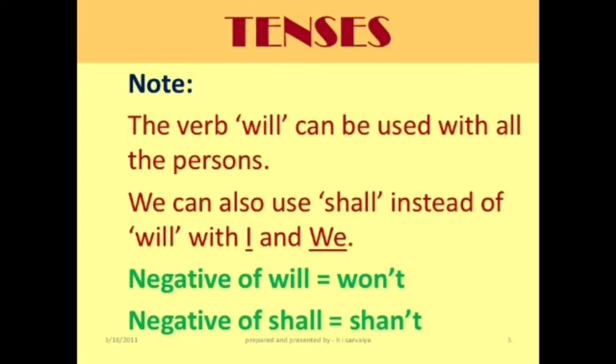The verb will can be used with all the persons. We can also use shall instead of will with I and we. Negative of will, won't. Negative of shall, shan't.